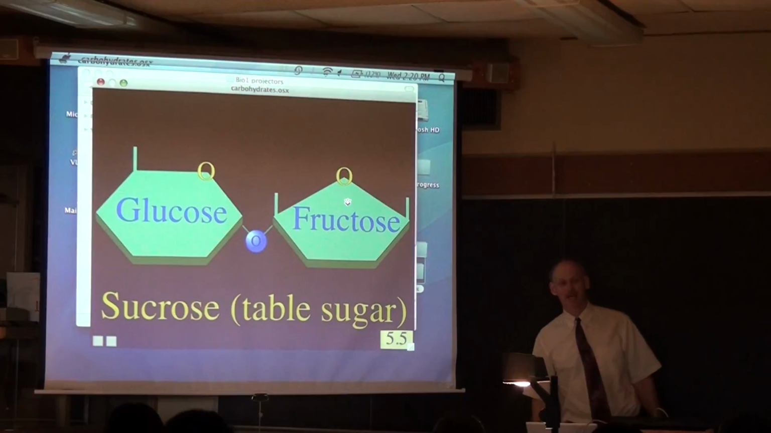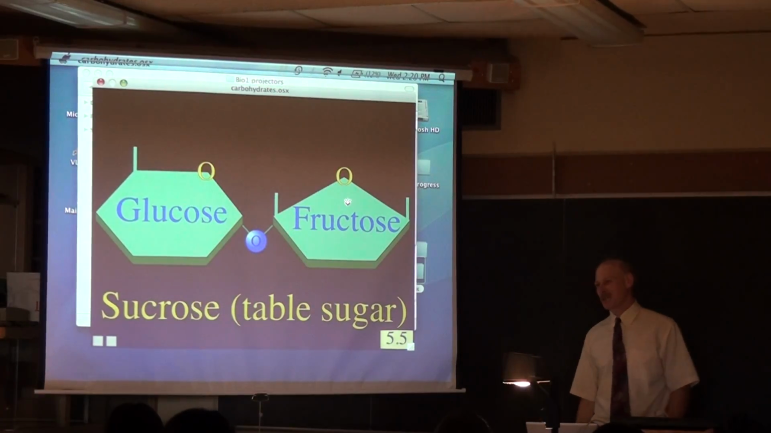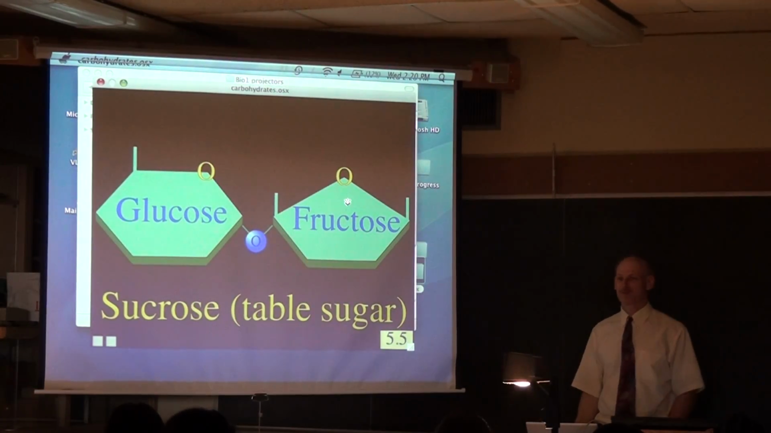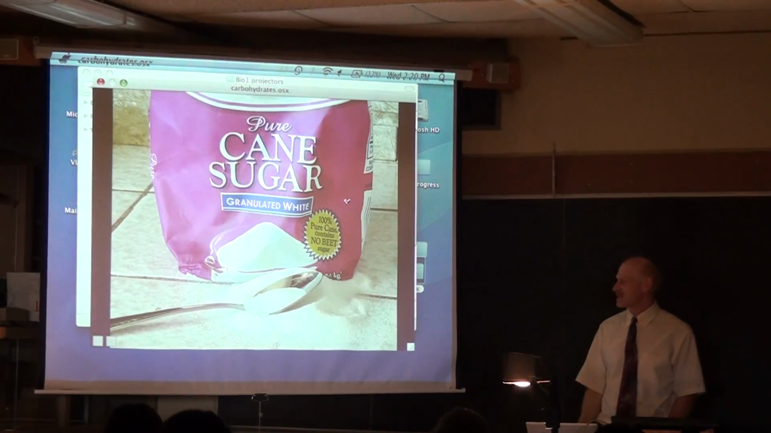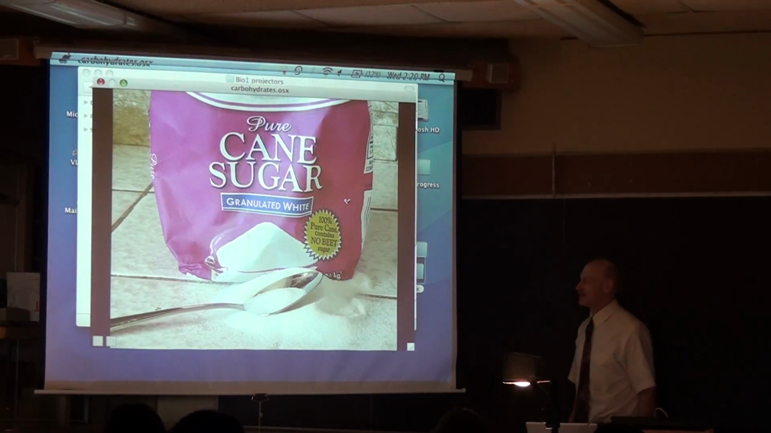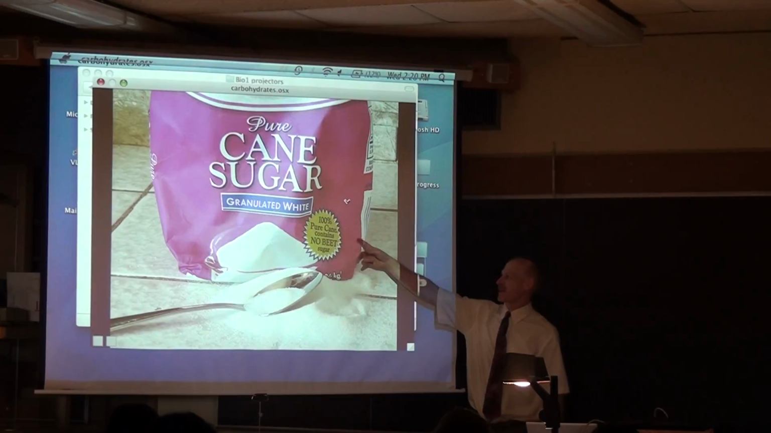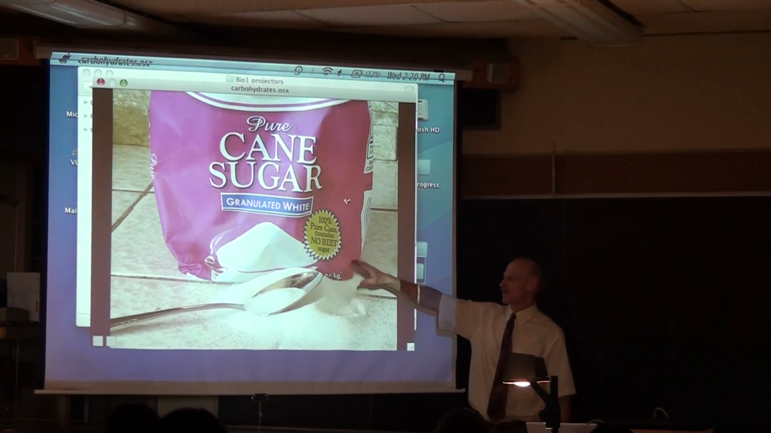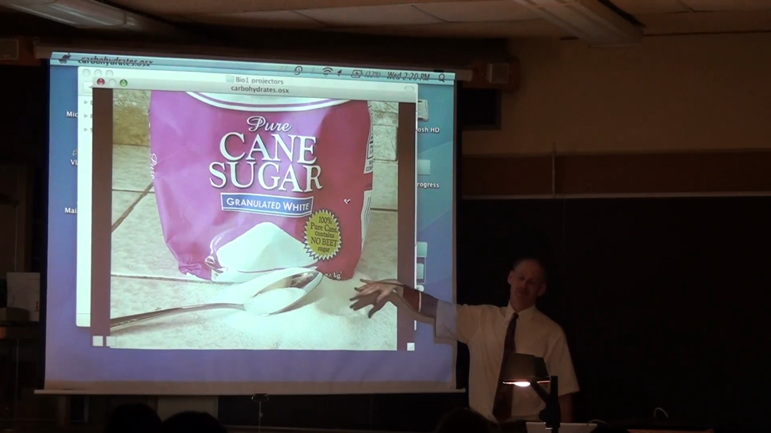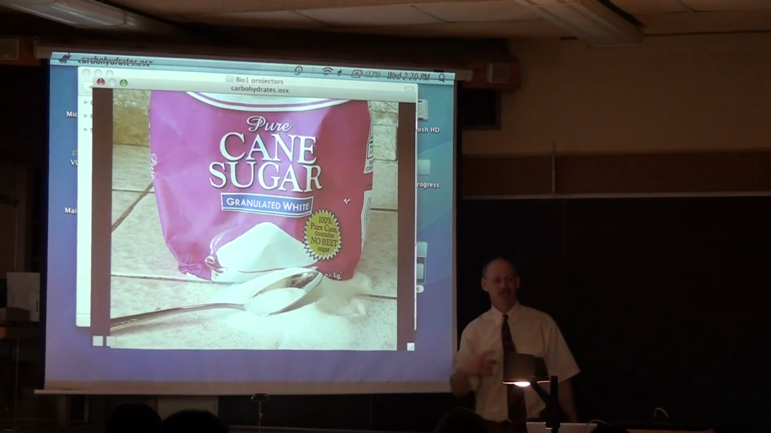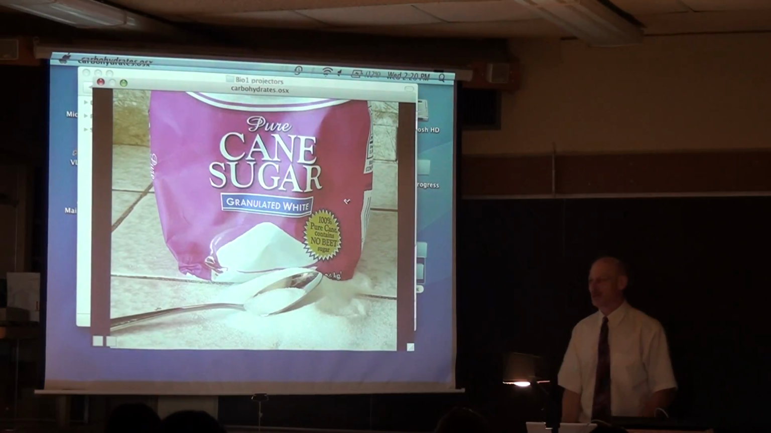So this is table sugar, sugar on the table or in your pantry, the sugar you get from Safeway or whatever. It's all sucrose, and it doesn't matter whether it comes from sugar cane or sugar beet or whatever. It's still sucrose, and it doesn't matter whether it's brown sugar or confectioner sugar or whatever. It's all just sucrose.